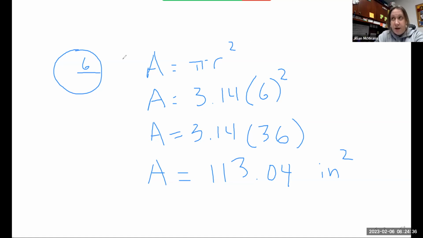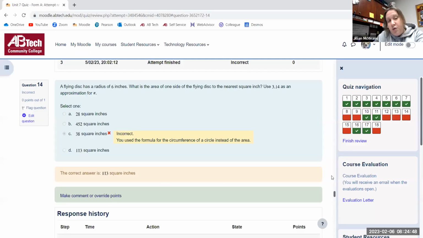What I would encourage, I notice this a lot of times with students, is they don't show all their steps when they're working out problems. Make sure you show all your steps, kind of like what I did right here. Let's see. Yes, so we were told to round to the nearest square inch. We had 113.04. That would round to 113 square inches. Again, without seeing your work, it's kind of hard to tell what mistake you made. Okay, let's move on to the next one.